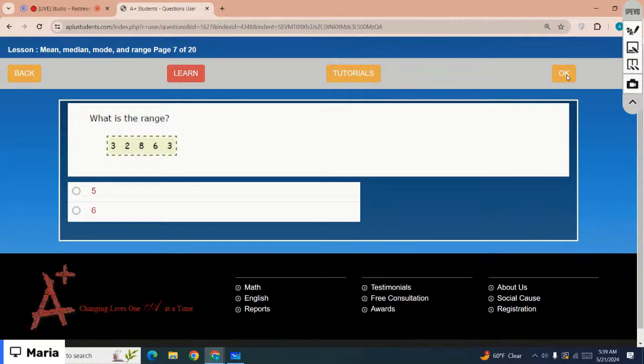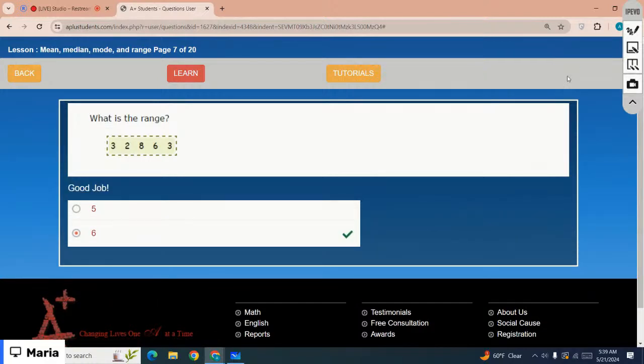What is the range? So range is the difference between the greatest and the smallest number, right? That is 6. 8 minus 2 is 6. So the correct option is 6.